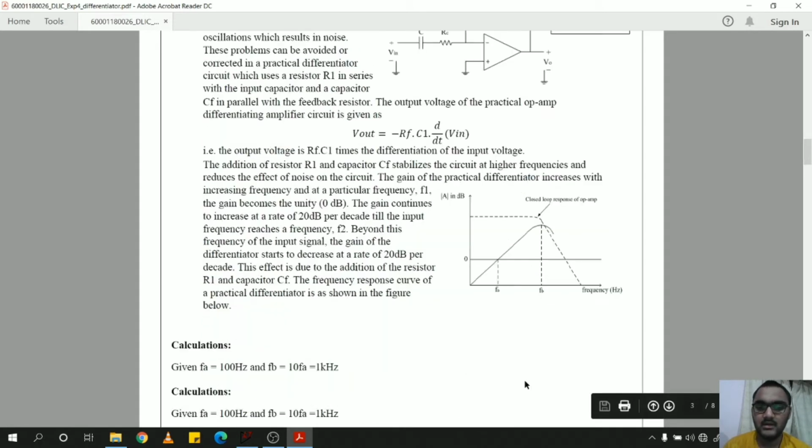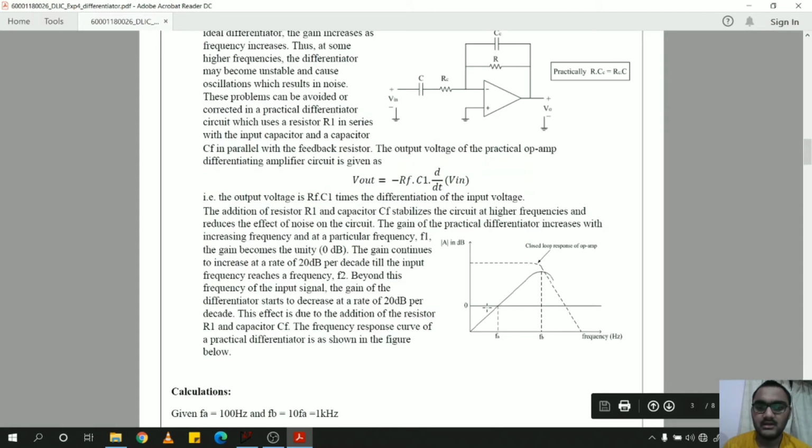As you can see here, at the frequency f equal to fa, the gain of the system is 0 dB and the gain increases till the frequency is equal to fb. At the frequency f equal to fb, the capacitor in the feedback loop dominates over the capacitor at the input side and hence the system acts as an integrator and the gain reduces along with the frequency.